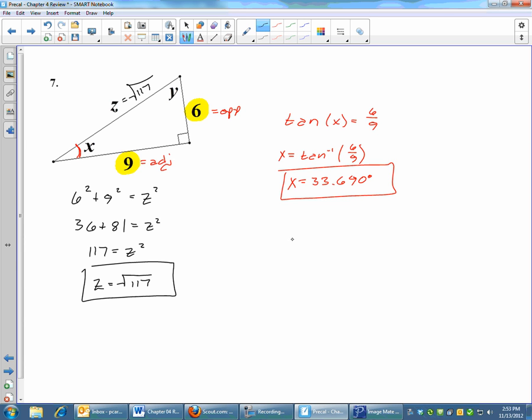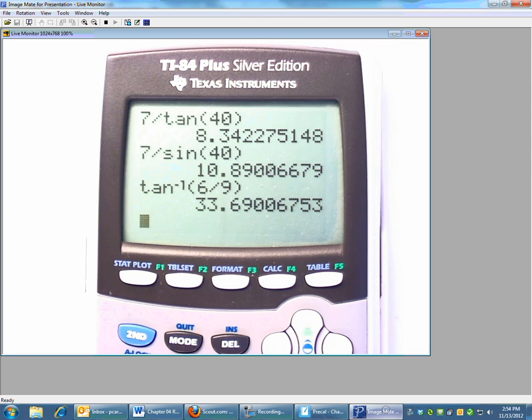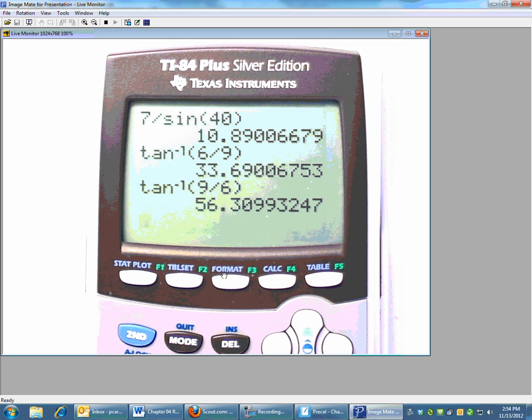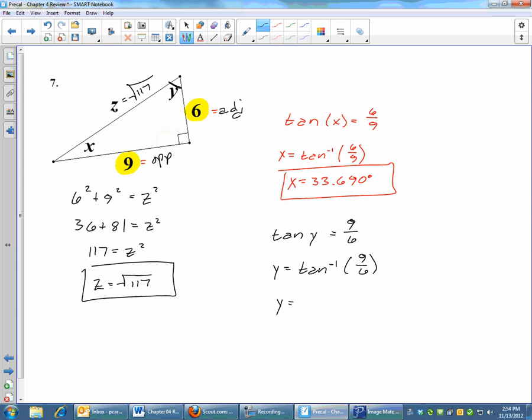And then y, I'm going to do the same thing for y, except now when I do y, my opposite and adjacent flip. Now, if I'm looking at y, 9 is the opposite, and 6 is the adjacent. So I'll do tangent of y is equal to 9 over 6, and y is the inverse tangent of 9 sixths. We'll throw that in the calculator. Inverse tangent of 9 sixths, and you get 56.3099. That'd be 310.